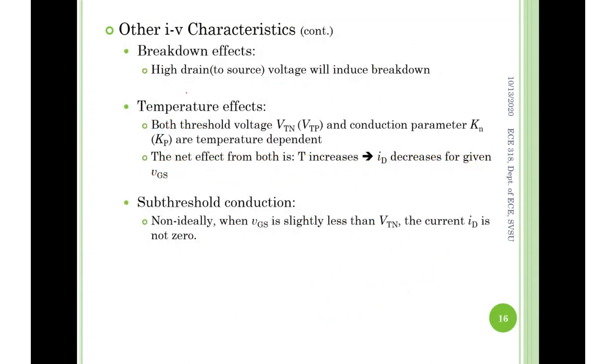And some other minor IV characteristics. You have a breakdown phenomenon. We did have it back in the diode as well, right? If you apply a drain to source voltage too high without applying a VGS voltage, it could be turned on as well. That is breakdown. That's not something good. And it also depends on the temperature, for the cut-in voltage, or say threshold voltage, and the conduction parameter Ks.